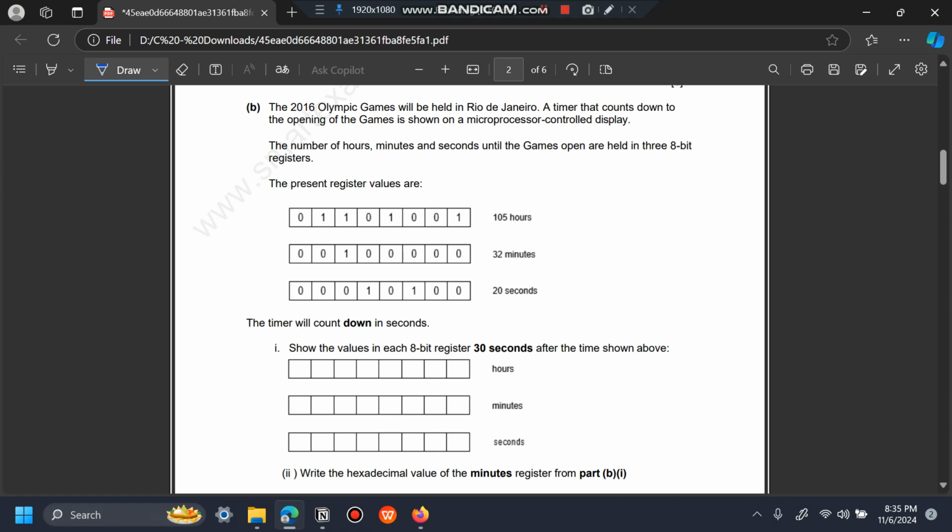Okay, they have given us these present register values, and they said the timer will count down in seconds, and 30 seconds have counted down. So if we have to show the values after 30 seconds, we will basically have 31 minutes, and the 105 hours will stay as it is. So for 105 hours we can keep the same values, so the values will be 0110 1001, and for the minutes it is going to become 31 minutes, and we will have all the values as they are, just it will be 0 0 0 1 1 1 1.